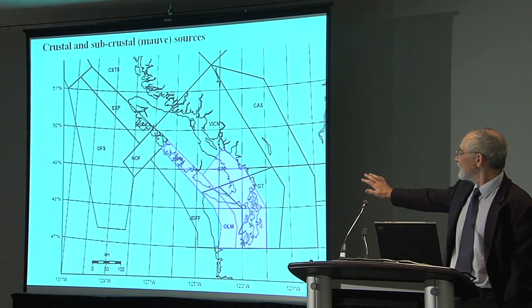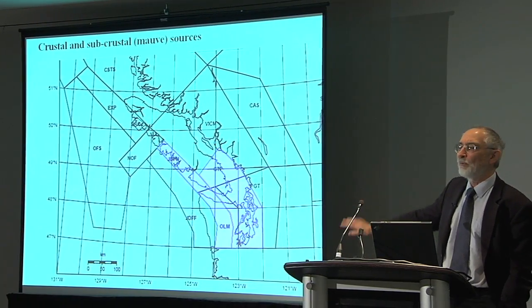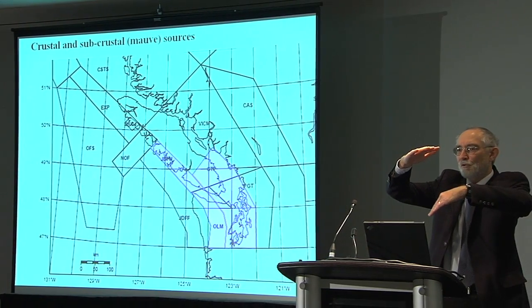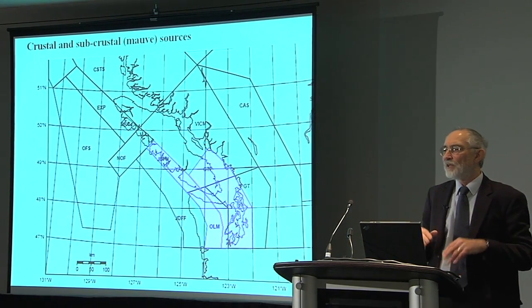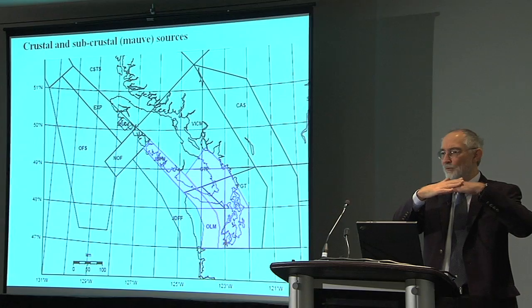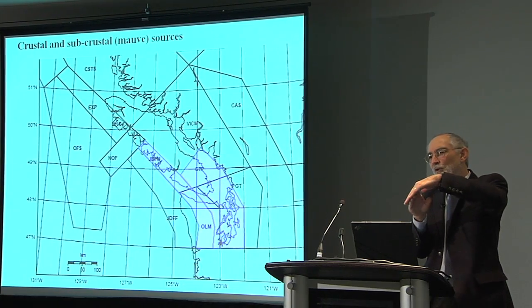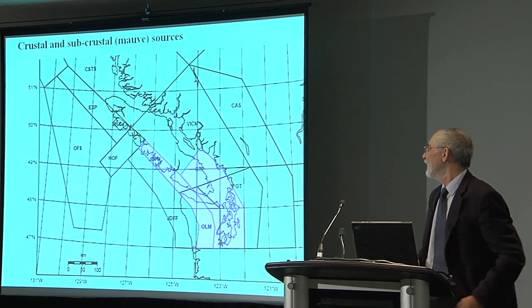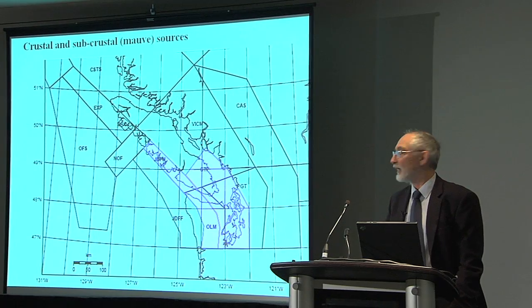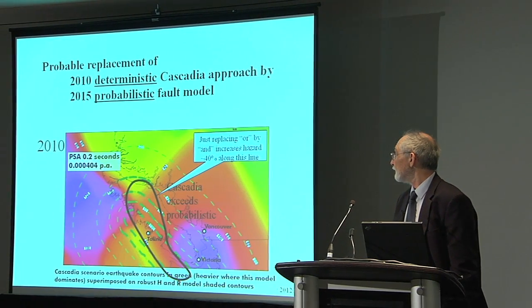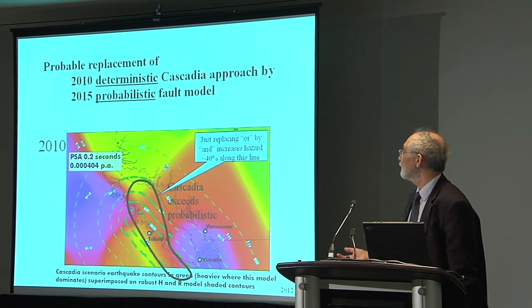Under Puget Sound and Vancouver Island, these purple areas are the subcrustal earthquakes that are happening. These are not the ones on the subduction interface. We'll come to those. They're actually ones in the downgoing plate as it bends. And the seismicity level is quite high in that region. So that needs to be taken into account.